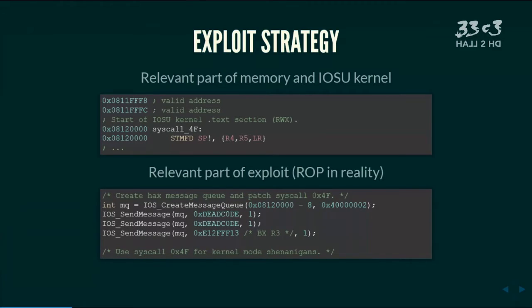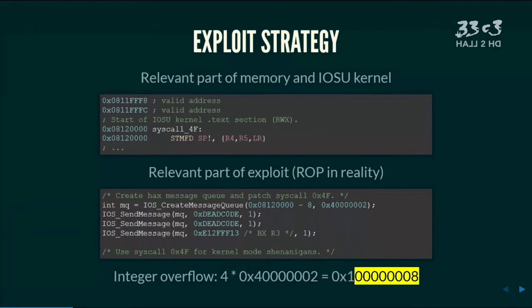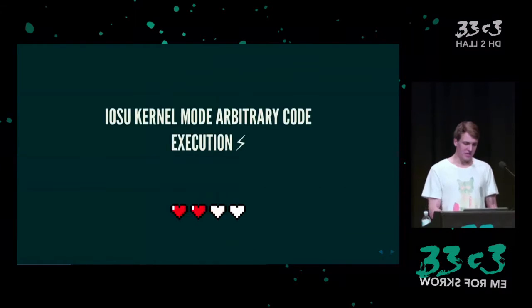And let's just look at the integer overflow, right? 4 times this value, truncated to 4 bytes, gives 8 bytes. So what the kernel thinks is that the message queue is only 8 bytes, but we can just push any messages we want. Okay? So this gives us IOSU kernel mode execution.